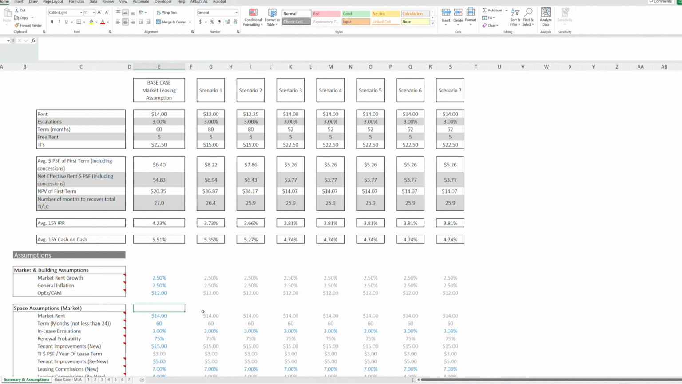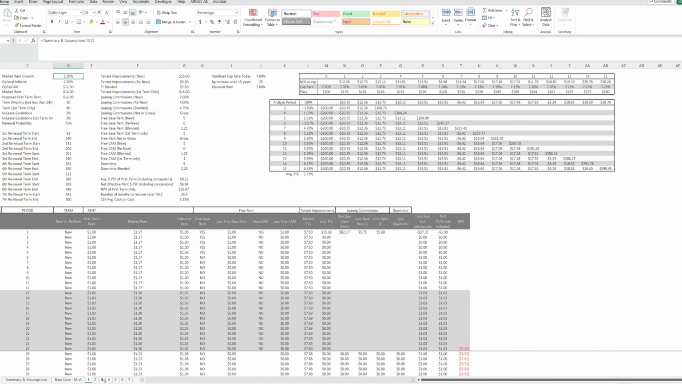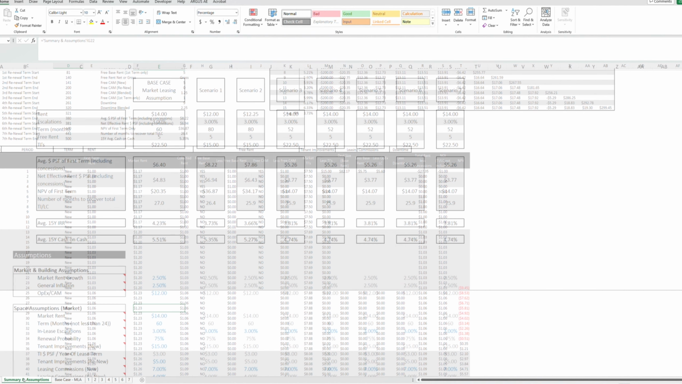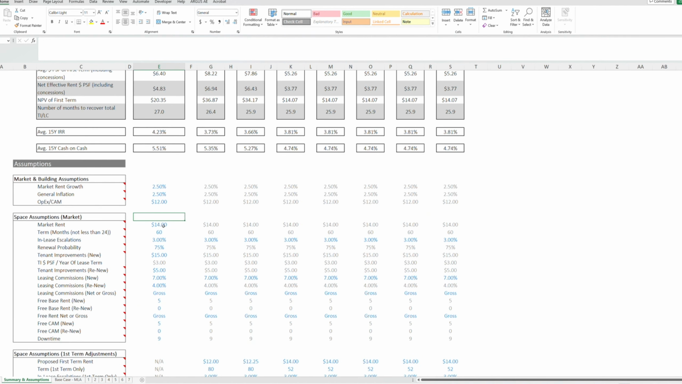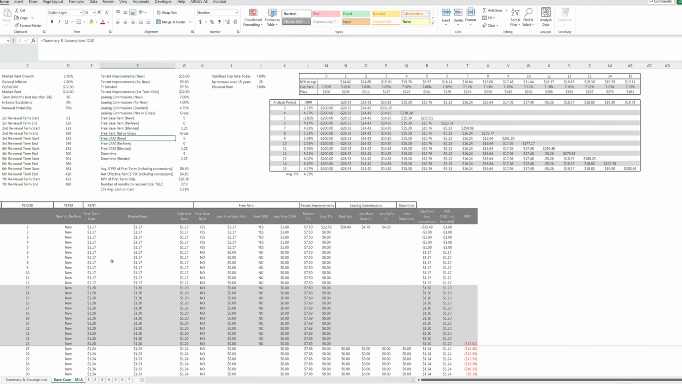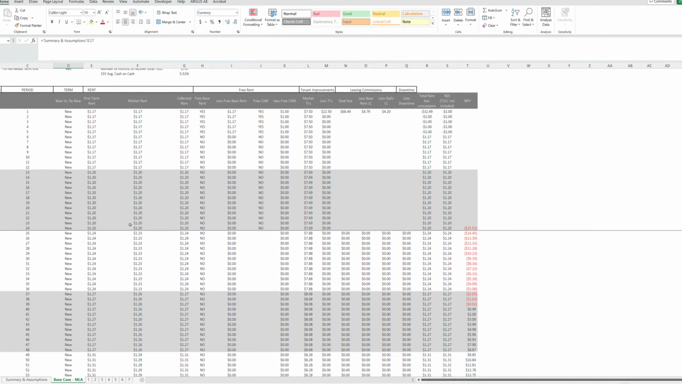Now, again, this is Excel, so I've got different tabs set up. Each of these tabs flow through to the main summary and assumptions tab. So when I change something here, when I change this number right here in the base case MLA, it is going to change the numbers right here, and all of that flows through this particular model.